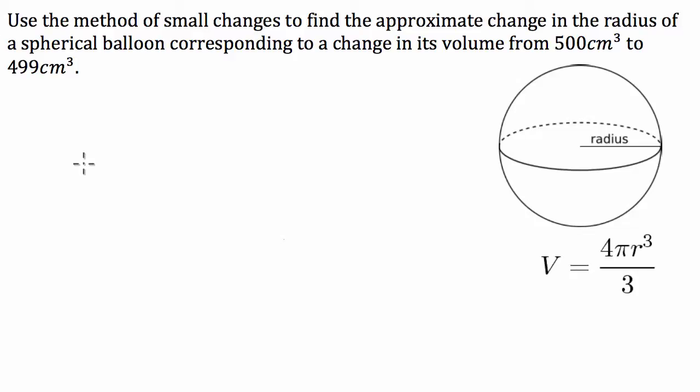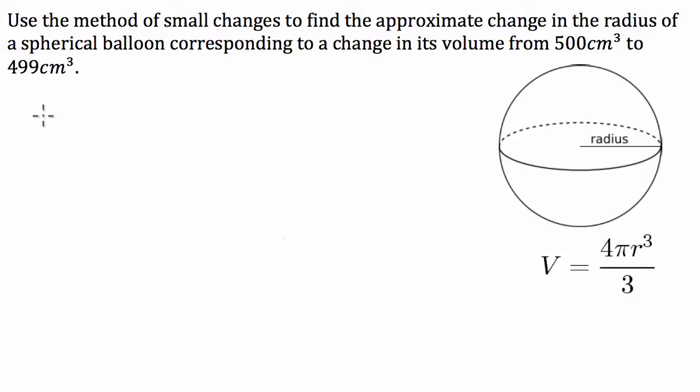Hi guys, we've got an incremental change question today where it's saying use the method of small changes to find the approximate change in the radius of a spherical balloon corresponding to a change in its volume from 500 centimeters cubed to 499 centimeters cubed. So basically what's happening is the balloon's getting smaller, so we'd expect the change in radius to be a negative number.